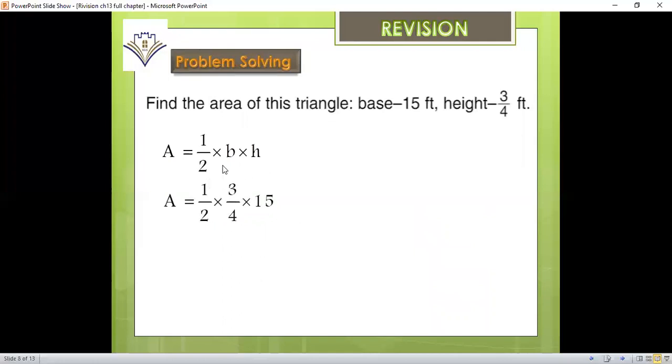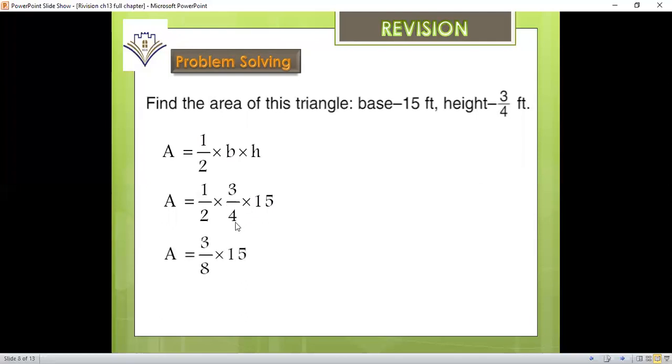Then half multiplied by base, which is 15. We can change the order, base multiplied by height or height multiplied by base. Don't worry about that. Maybe half multiplied by height, because it is the product of three numbers, and we can change the order of the numbers. Then half multiplied by 3/4 multiplied by 15, or half multiplied by 15 multiplied by 3/4. Now we can simplify.